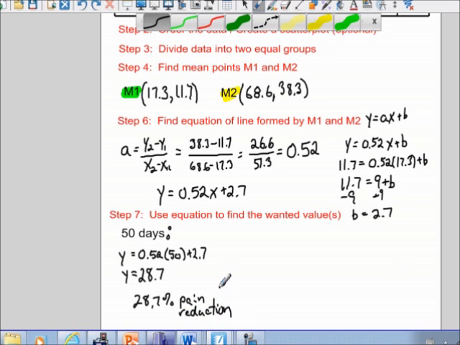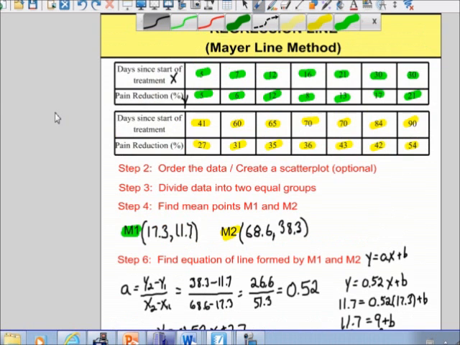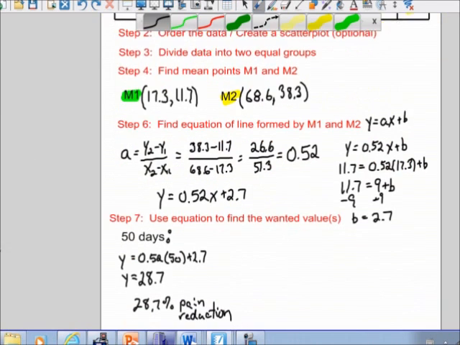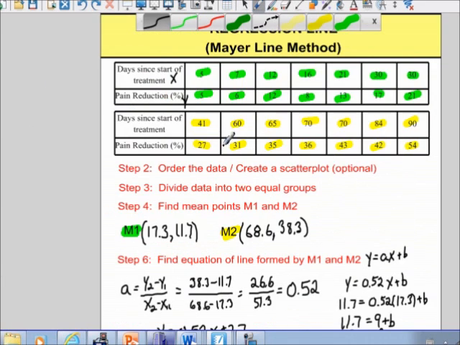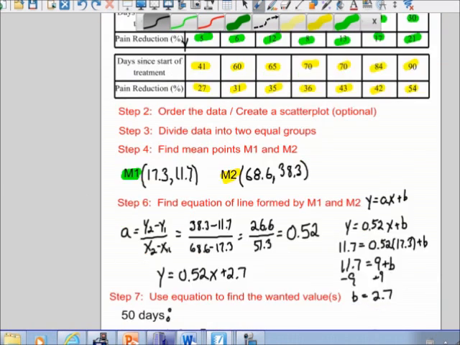And if we go up to the table again, we can take a look. Well, 50, where does 50 come in? Well, somewhere in between here. And again, our value 28.7 is almost right smack dab in the middle of these two values. So that seems to fit pretty good.